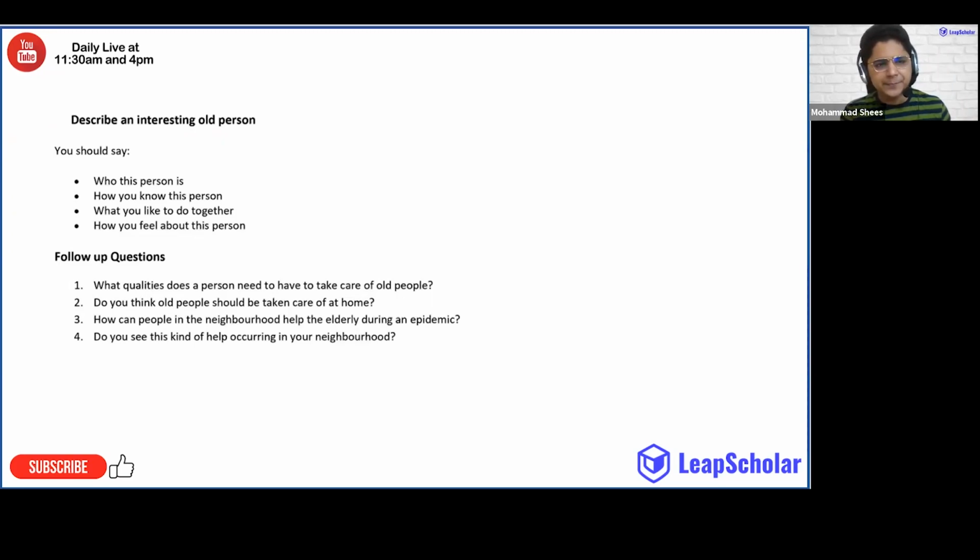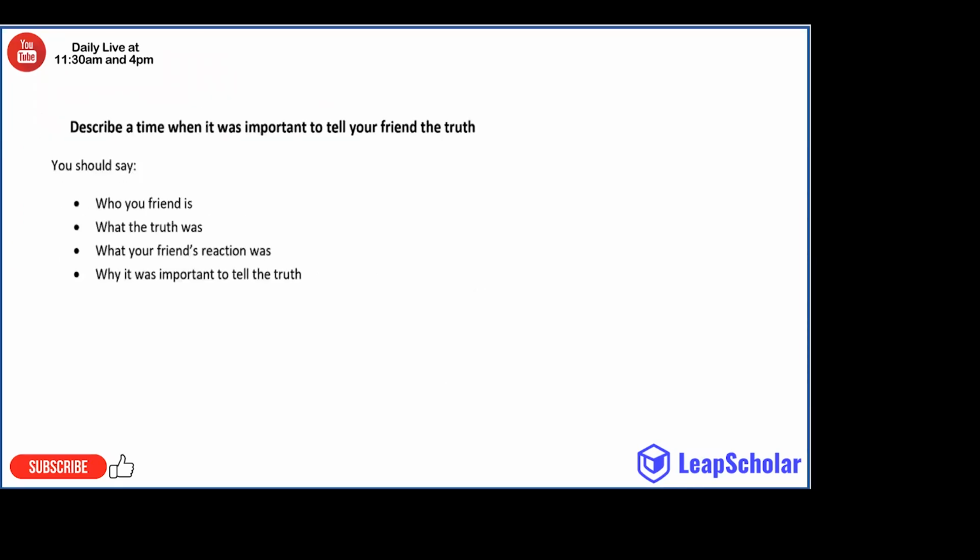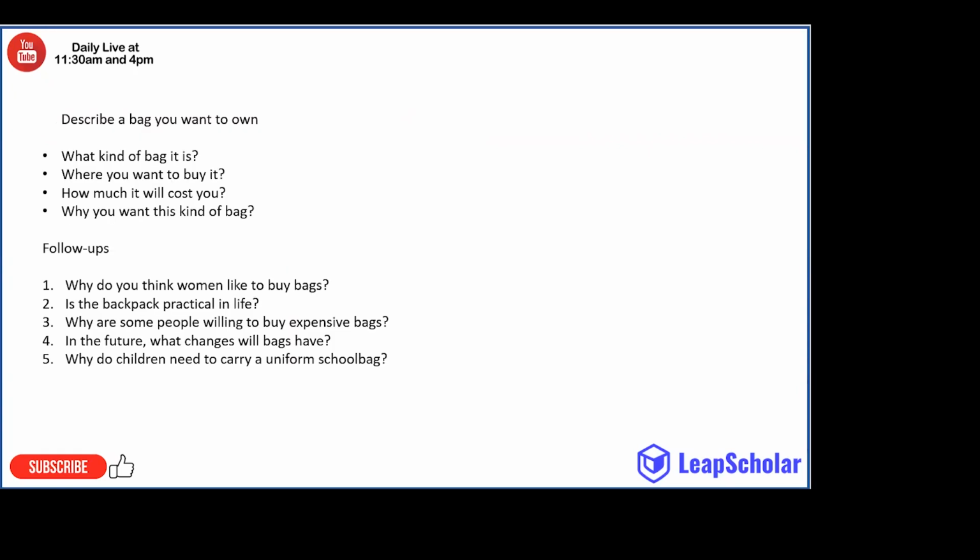Take a look at them. Describe your favorite part in your city or town. What this place is, how often you go there, what you do there, what is your favorite part of the city. All right. So write down all the good places in your city and then think what you can talk about. Your favorite movie. Then we have when it was important to tell your friend the truth, and describe a bag you want to own. Maybe you want to talk about a bag that you would want to buy in future.